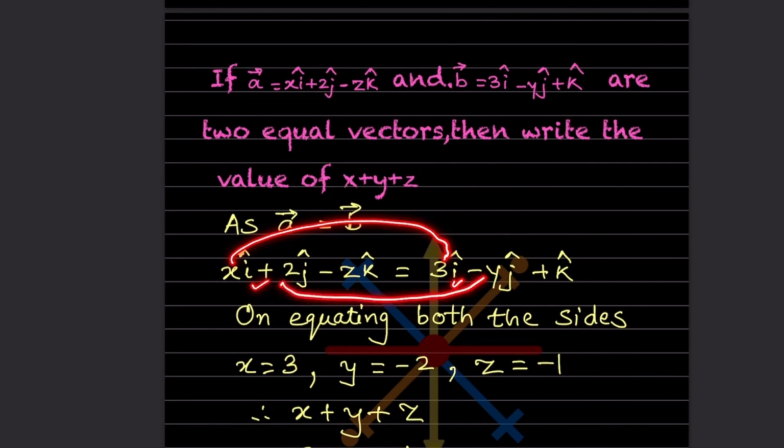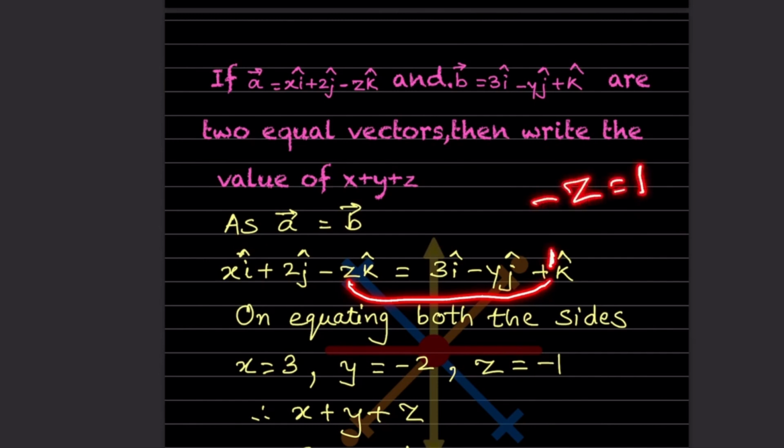When you compare this and this, see here, this is 2 and this is equal to minus y. So you can write here y is equal to minus 2. Hope you got this one. So y is equal to minus 2. And when you compare this and this, the coefficient is going to be 1. So minus z is equal to 1. So z is going to be minus 1.